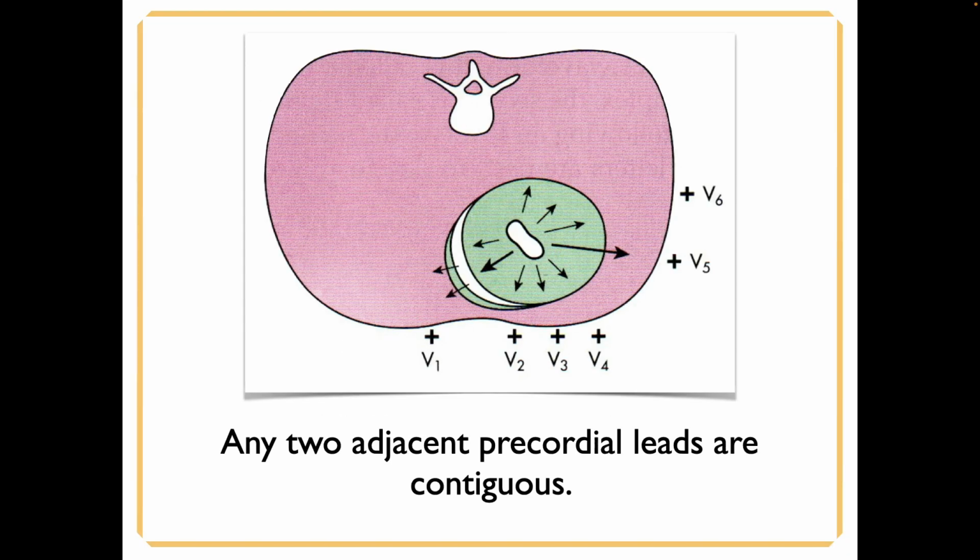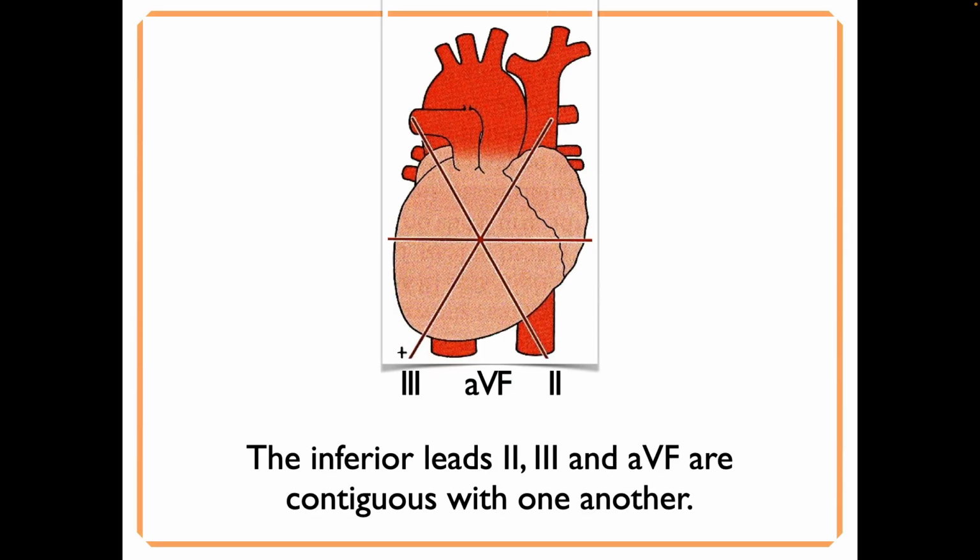We'll go through this real quick because we did this last week. All the V leads are contiguous with each other. The inferior leads, and Grace, remind us, what are the inferior leads? 2, 3, and AVF. That's exactly right, are contiguous. And Eli, what are the lateral leads? 1, AVL.